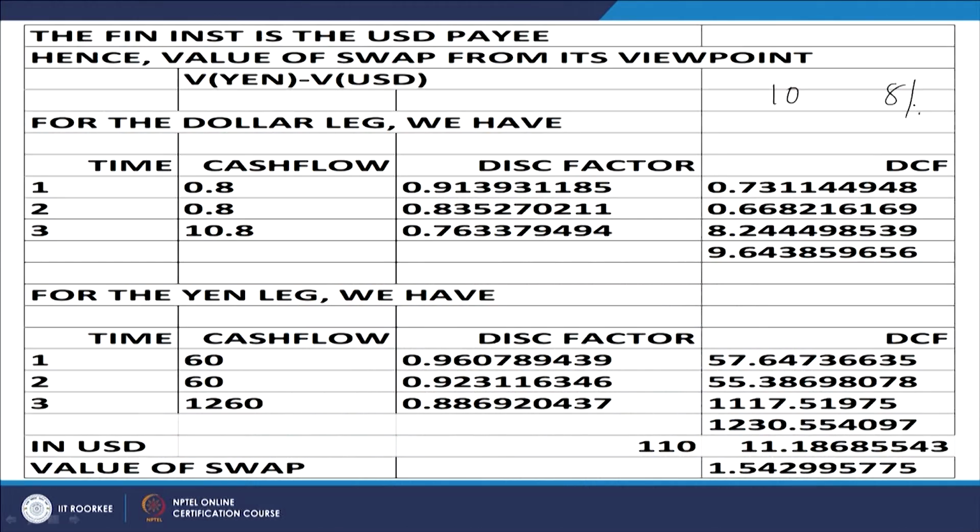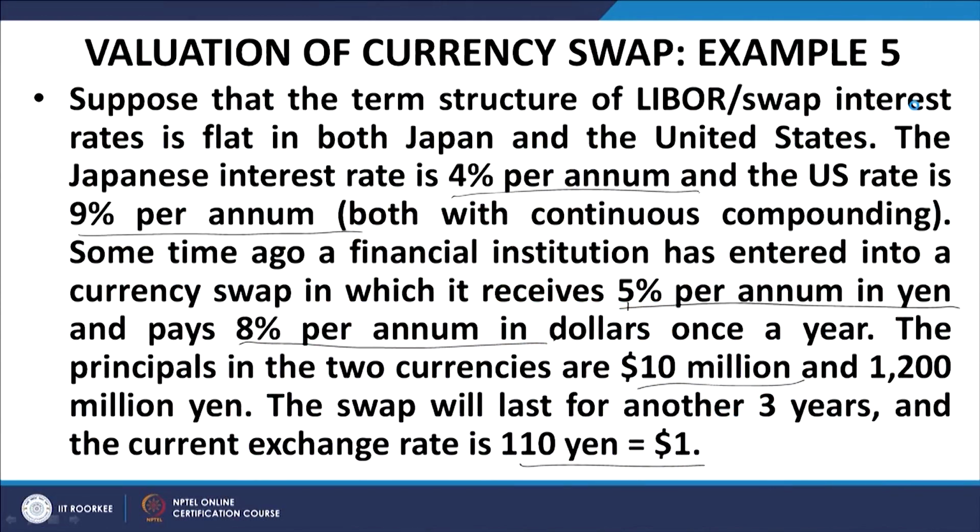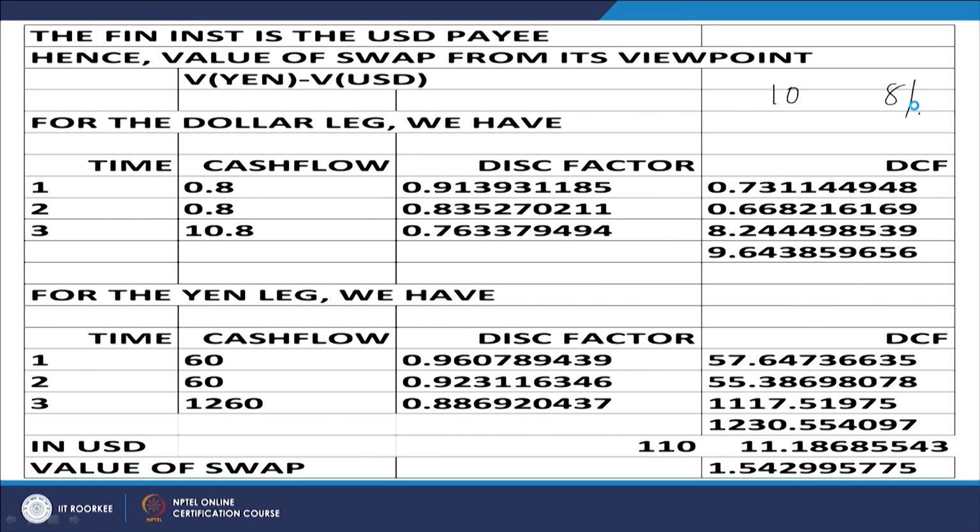And what would be the discount rate? Remember, it has been said that the term structure of rates is flat. That means for all maturities the rate is the same: for maturities of 1 year, 2 years and 3 years. So what are those rates? Let us go back and have a look. It is 4% per annum in Japan and 9% per annum in the US. Therefore, for the dollar, the discount rate is 9% per annum for all 3 cash flows, and we work out the dollar value as this amount.